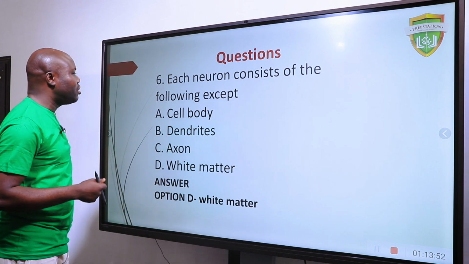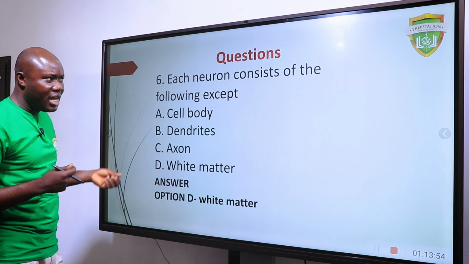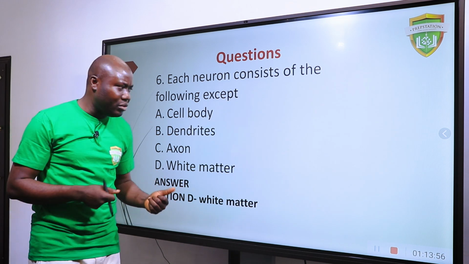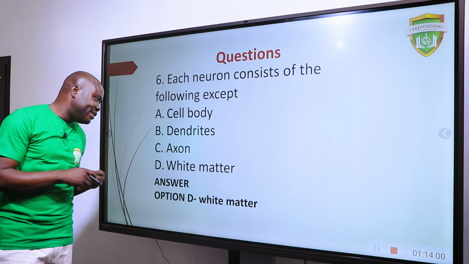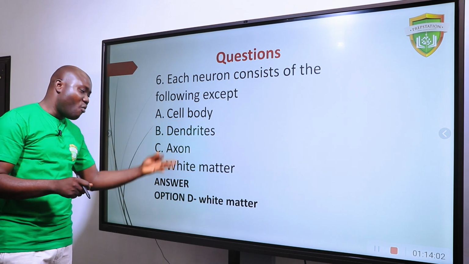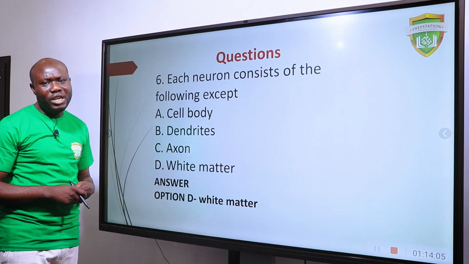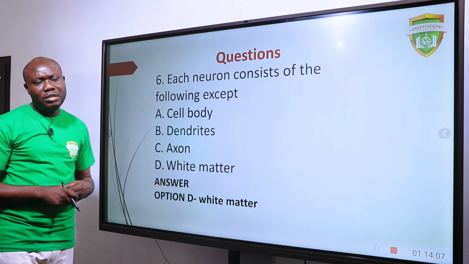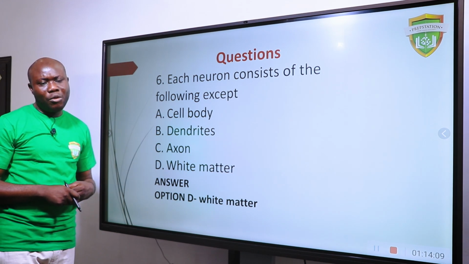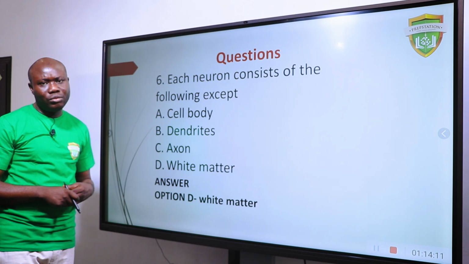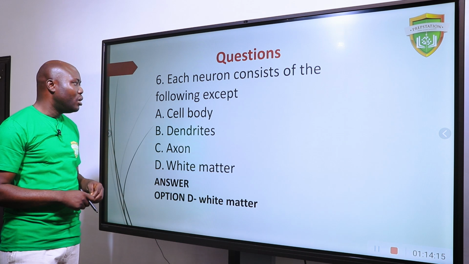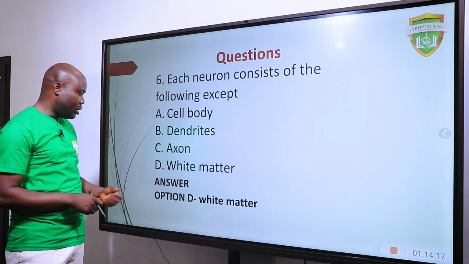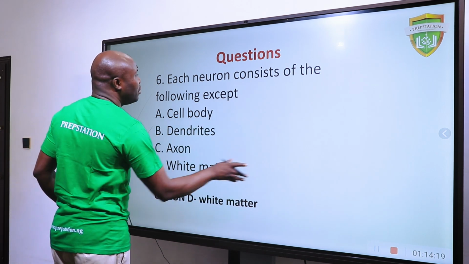Each neuron consists of the following. I gave you that earlier. I drew the diagram of the neuron for you. Each neuron consists of the cell body, yes, it is there. Dendrite is there. Axon is there. White matter. White matter is only in the brain, and I think we have it in the spinal cord too. You get? So it is not part of a neuron. So the answer for this question is D.